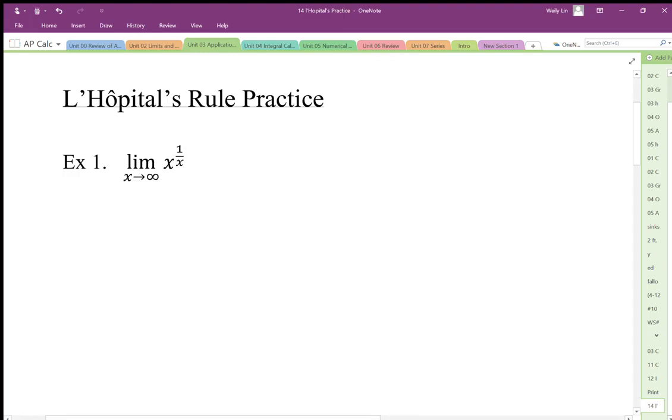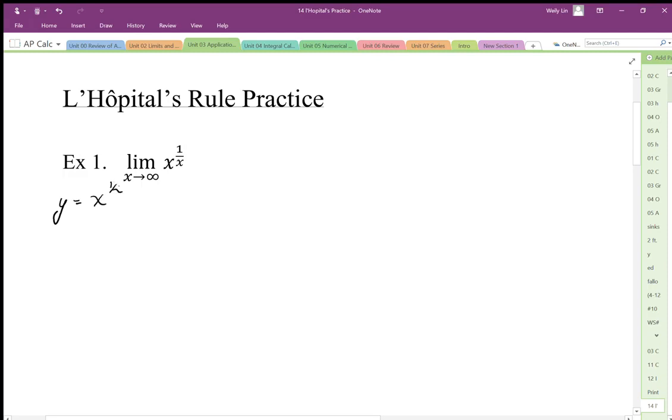is going to be as x goes to infinity. So basically we have a base infinity to the power 0. Okay, so this would be considered an indeterminate form. So we need to be able to put it into some form of a ratio so that we can apply L'Hopital's rule.